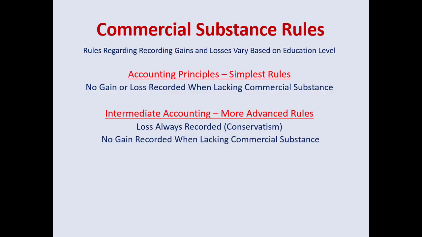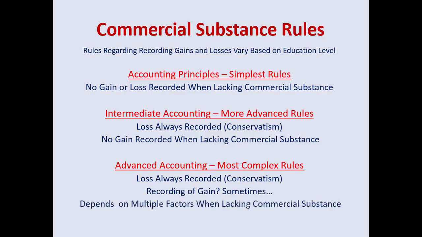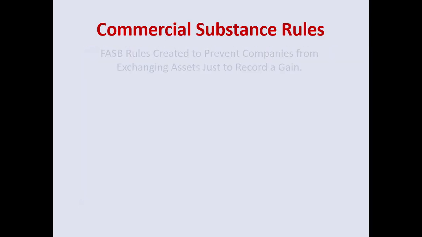In intermediate accounting, we then introduce the concept of conservatism, where a loss is always recorded. A gain is not recorded when lacking commercial substance. But technically, the rules are even a little more advanced, which will be introduced in a separate video. The advanced version: recording a gain sometimes. It depends on many different things.